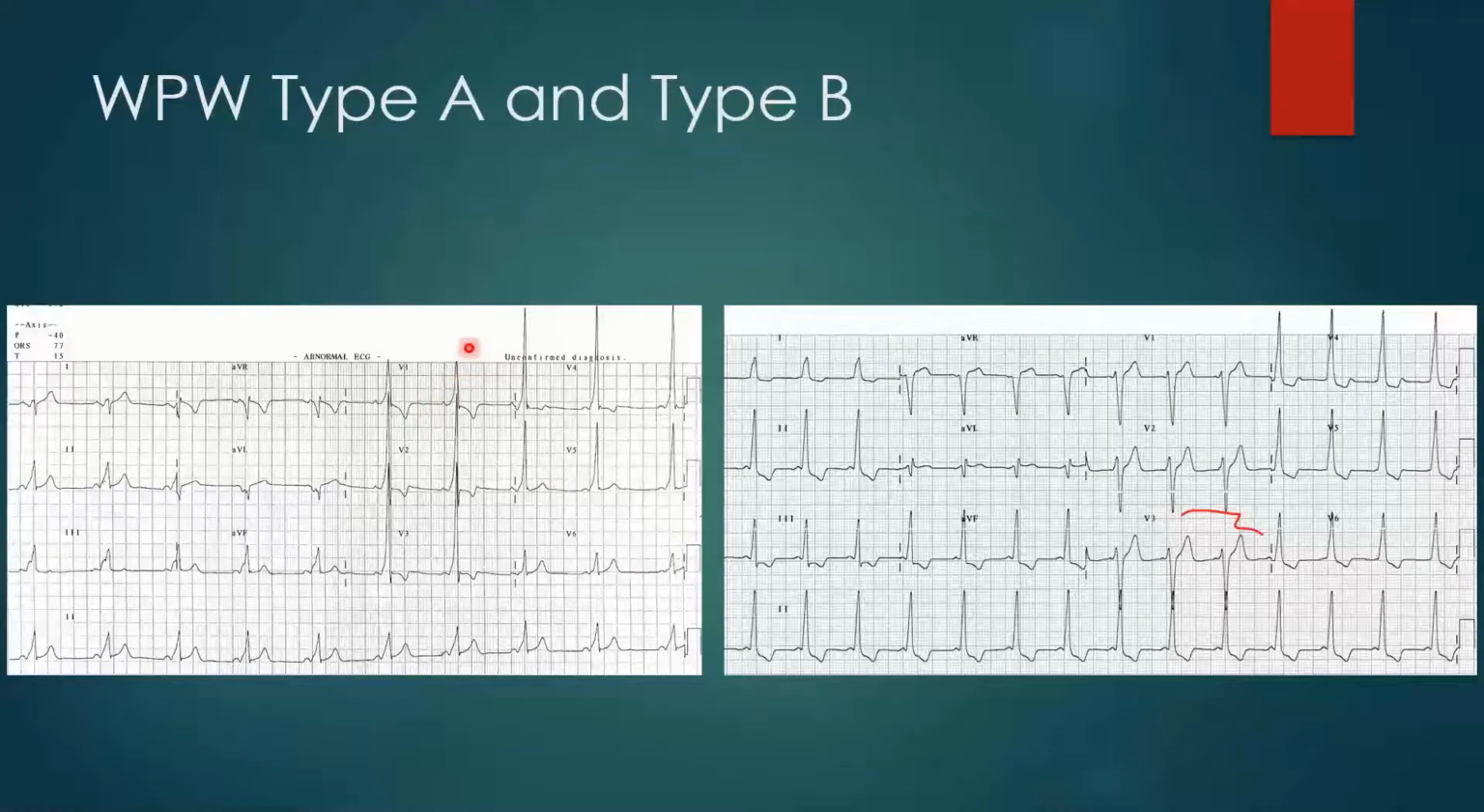R wave is always the first positive deflection of the QRS. I should have covered this first, at the beginning. So in this case, this is actually an RS wave. There's no Q wave here. So you have a dominant R wave in V1. This makes it a type A Wolff-Parkinson-White syndrome. What that means is that the associated accessory pathway is left-sided, so it's on the left side of the heart.